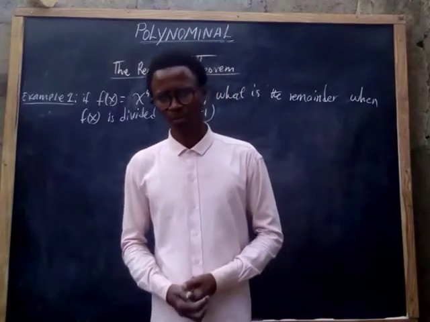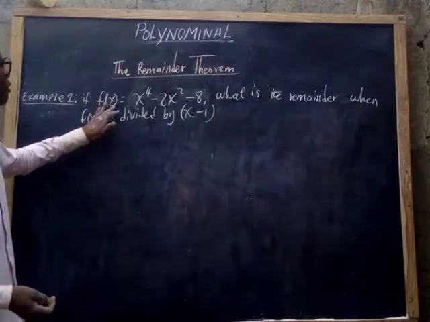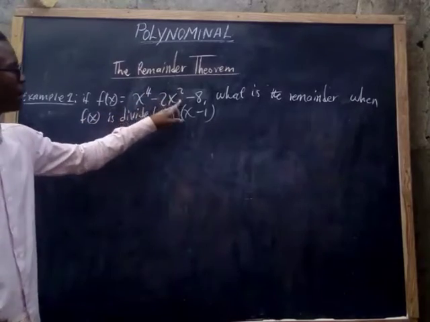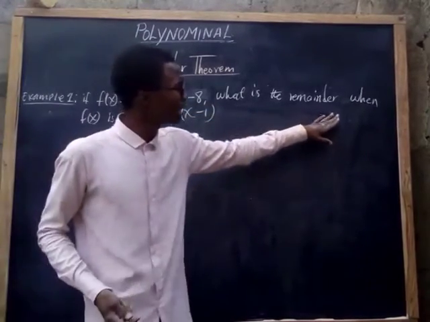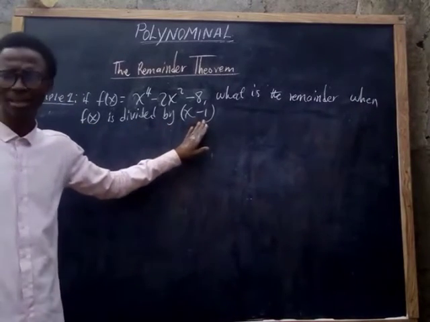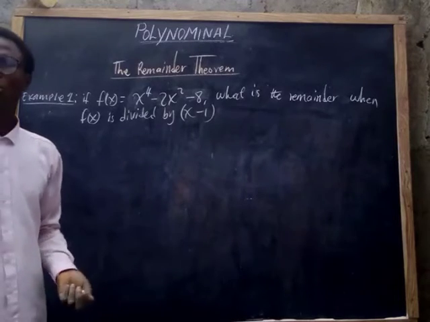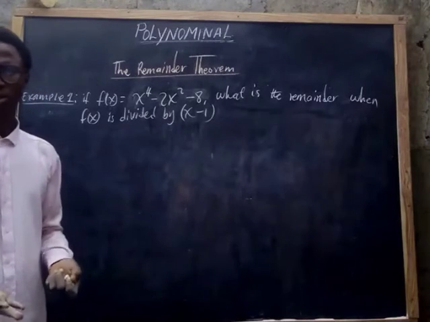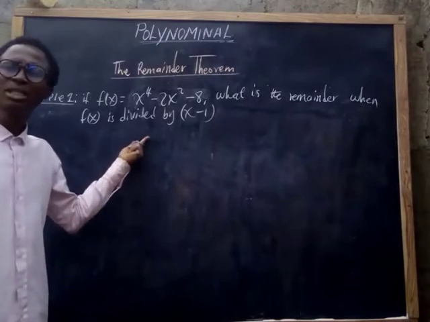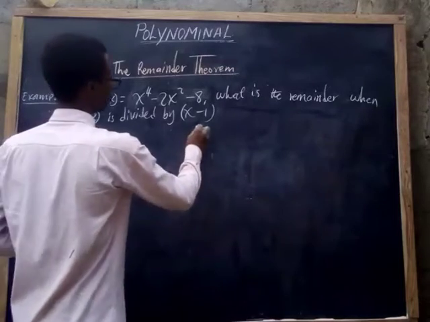Now we go. Example 1 says, if f of x is equals to x fourth minus 2x squared minus 8, what is the remainder when f of x is divided by x minus 1? Good. So you either use that long division method in dividing them, where the last answer that you get is the remainder, or you use this method that we are going to solve. So we go. Solution.